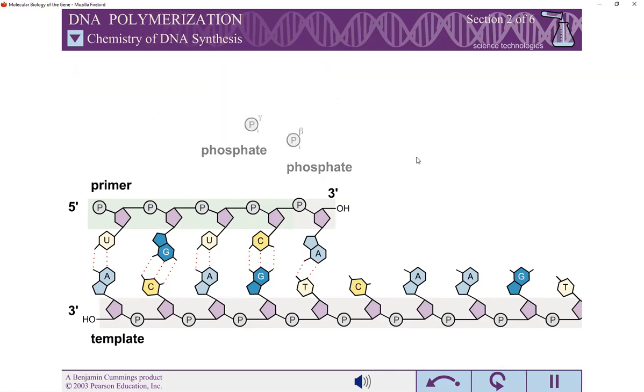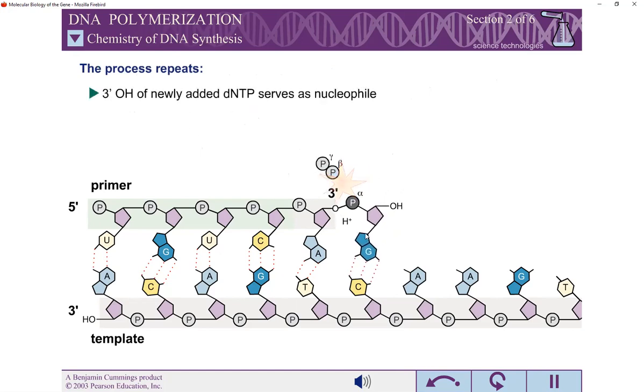Next point. The process can then be repeated, with the 3' hydroxyl of the newly added dNTP serving as the nucleophile. The chemistry of DNA synthesis requires that DNA be made in a polar fashion. In biological polymerization, DNA is always made by extending the 3' end of the primer strand. So the 3' end of the DNA molecule can be extended to a greater length, making the complementary copy of the DNA molecule.